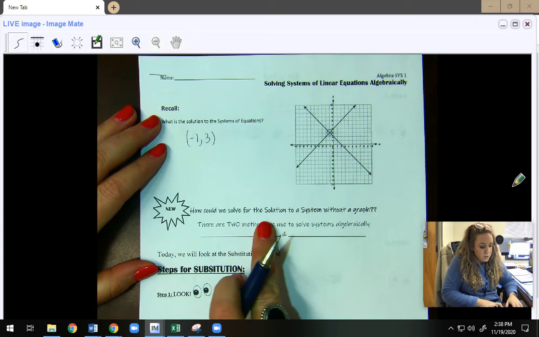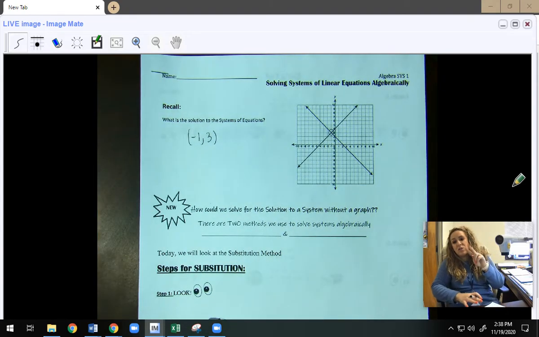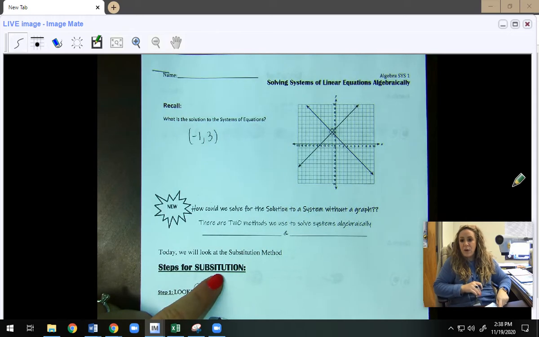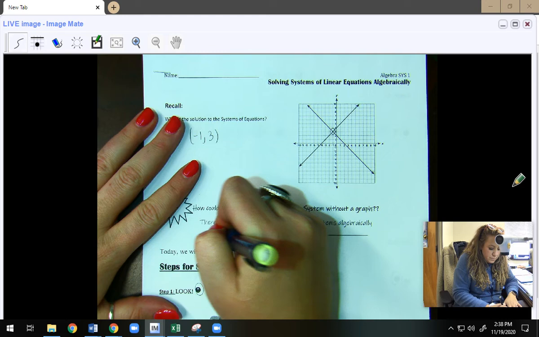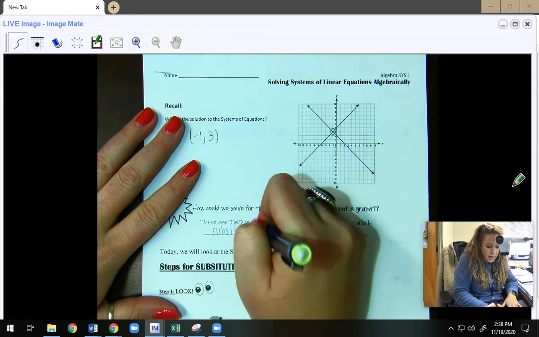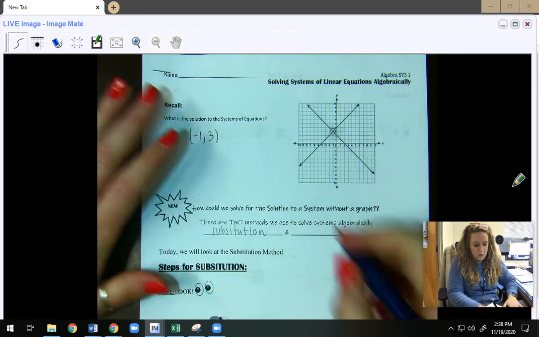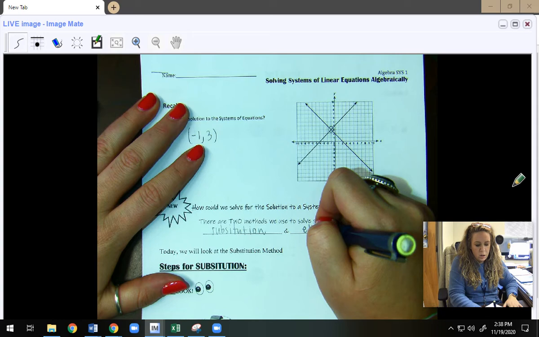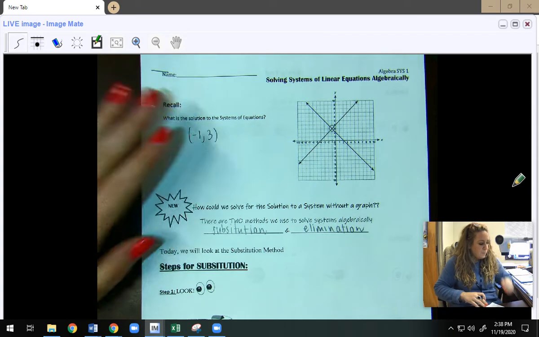How could we solve this for the solution to the system without a graph? We have two ways to do it. One is screaming at you right here. It says substitution. So one is substitution. And another one is called elimination. Eliminate him. Mortal Kombat.